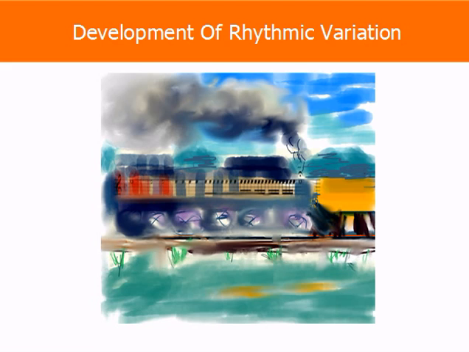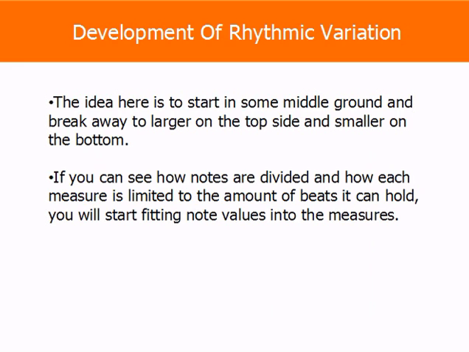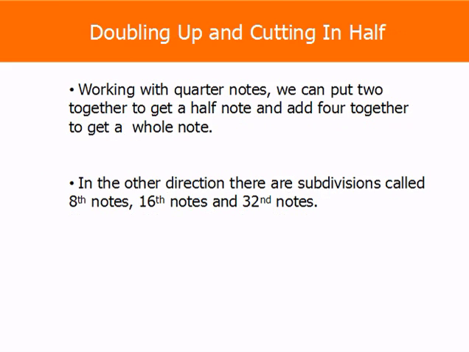And now we're going to just jump right into the development of rhythmic variation. And the idea here is to get into some middle ground and break away to larger ground on the top and smaller ground on the bottom. If you can see how notes are divided and how each measure is limited to the amount of beats it can hold, you'll start fitting note values into the measures.